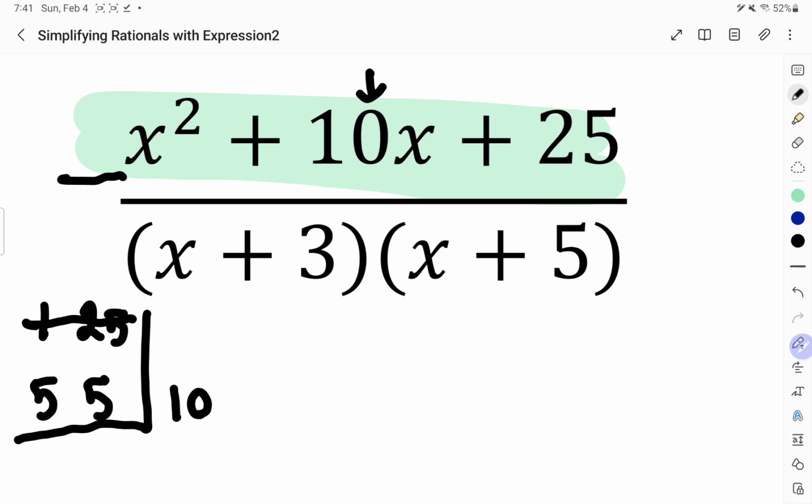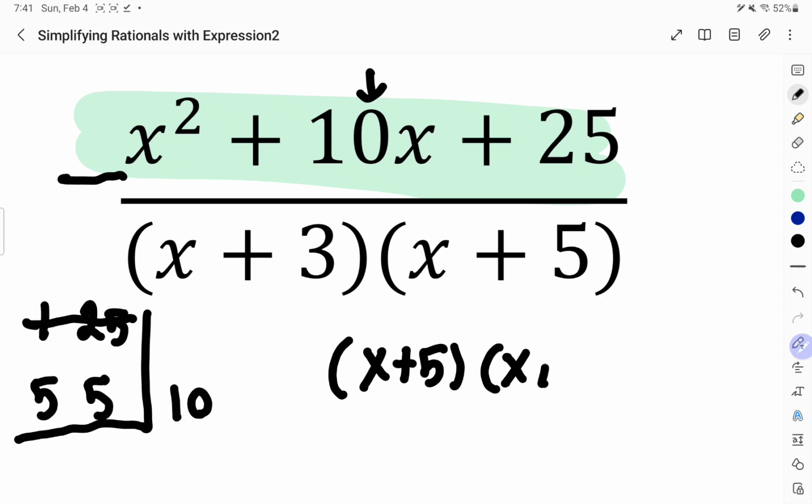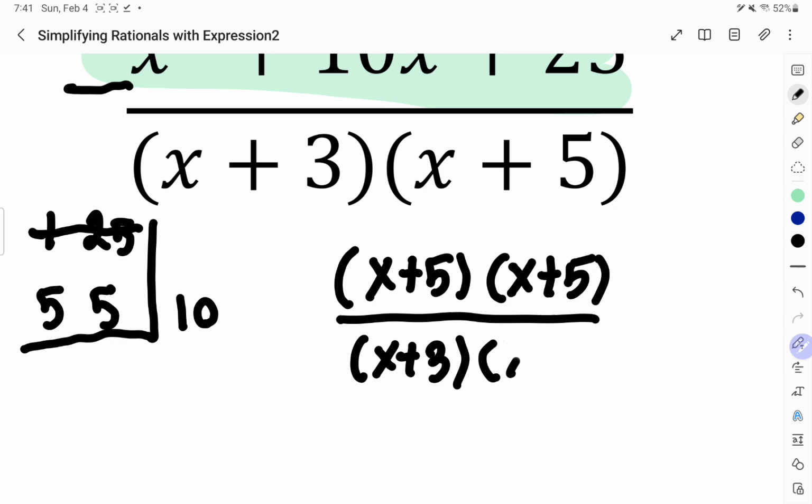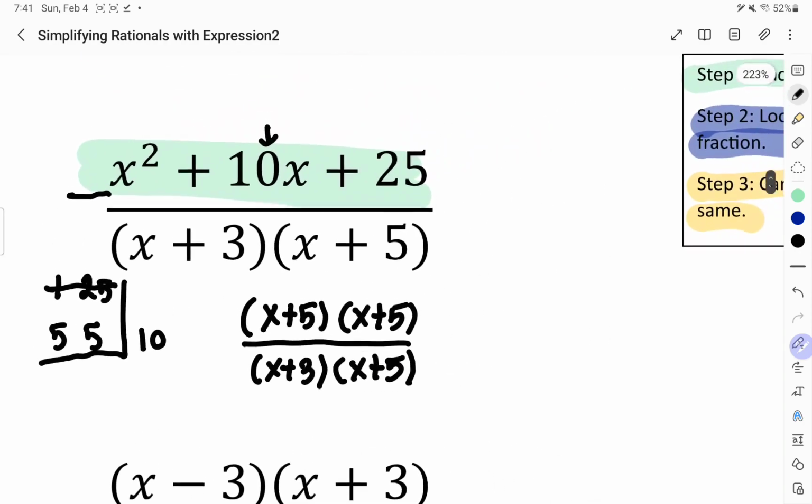So I have my two factors, okay? Let's go ahead and rewrite them. It's going to be (x plus 5)(x plus 5) over (x plus 3)(x plus 5). Okay, so this is what we have.